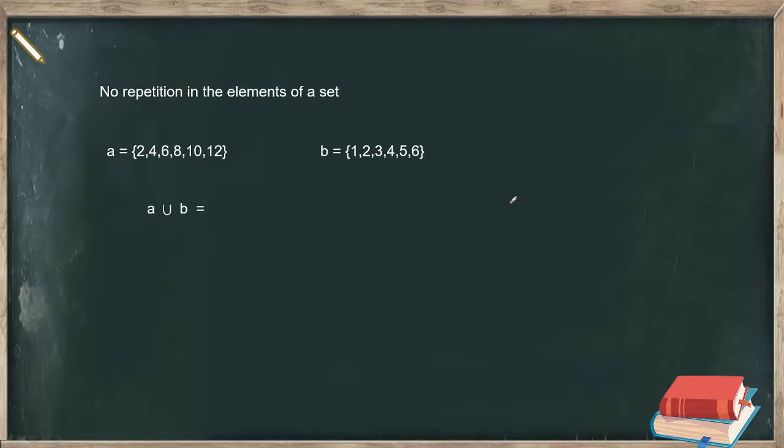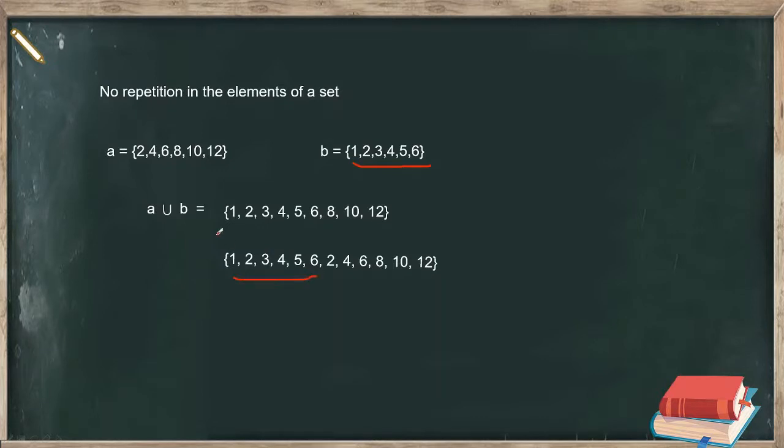So two ways of writing. One way is 1, 2, 3, 4, 5, 6, 8, 10, 12. Another way of writing is 1, 2, 3, 4, 5, 6, 2, 4, 6, 8, 10, 12. That is, I am putting these elements here and I am putting these elements here. So tell me which one of them is right.